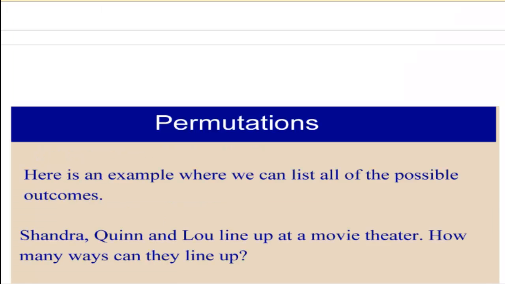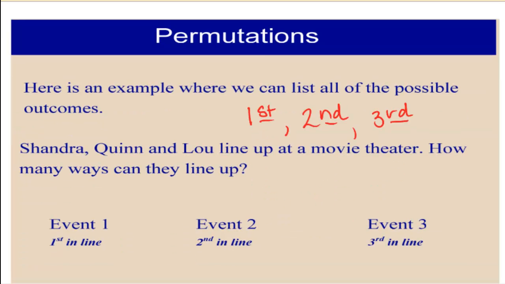Let's look at an example and list out all the possible outcomes to help us make sense out of permutations. Chandra, Quinn, and Lou line up at a movie theater. How many ways can they line up? Here order matters because we have somebody that's first in line, somebody that's second in line, and somebody that's third in line. So let's see all the ways that they can line up.